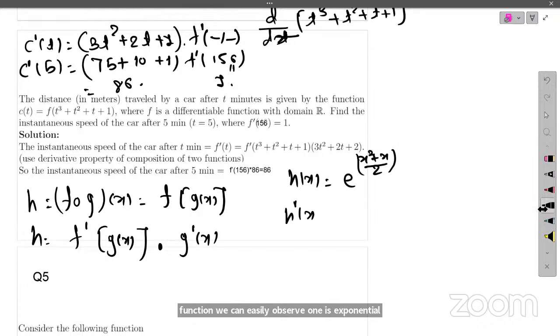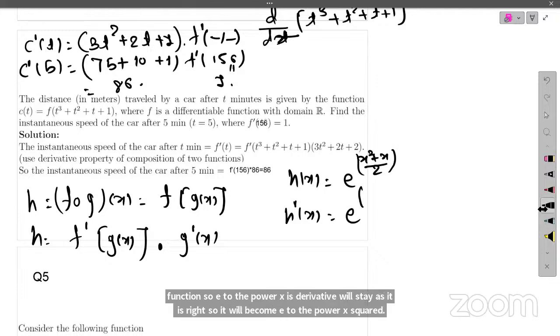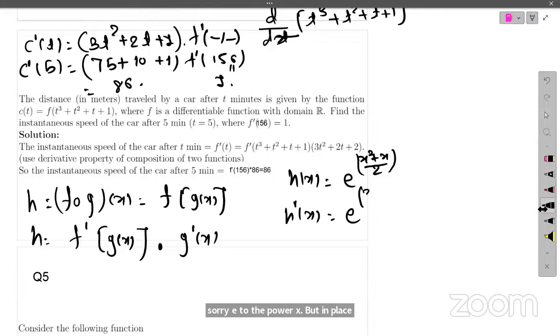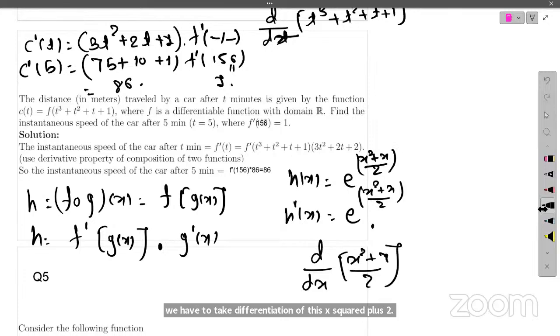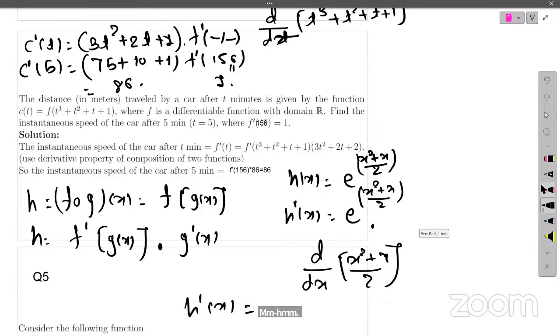So h dash of x will become first the derivative of the outermost function. The derivative of e to the power x will stay as it is, so it will become e to the power x square plus x by 2, because in place of x we have x square plus x by 2. So that stays as it is, into we have to take the differentiation of this x square plus x by 2. That's how we have to use the chain rule. So it will become 2x plus 1 by 2 into e to the power of x square plus x by 2.